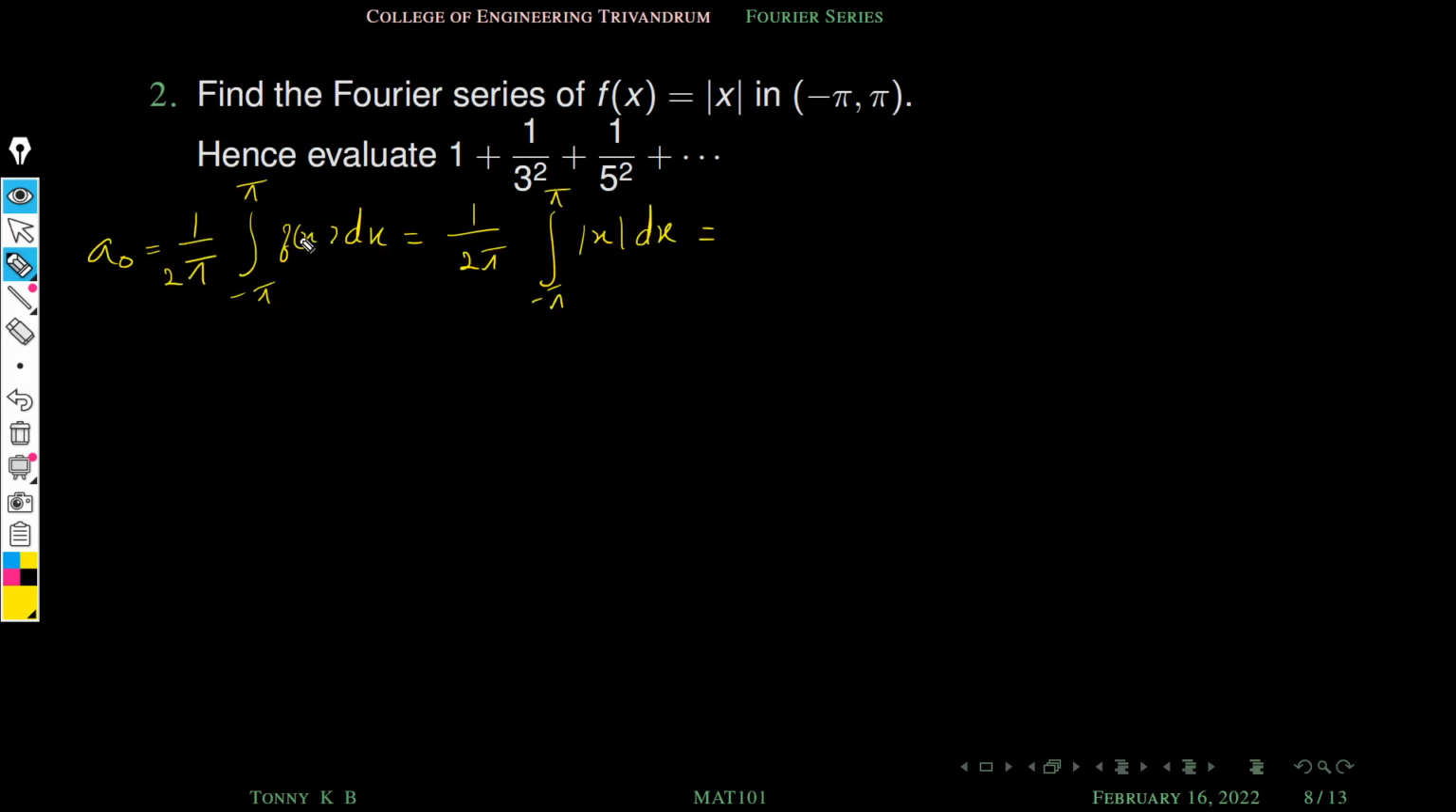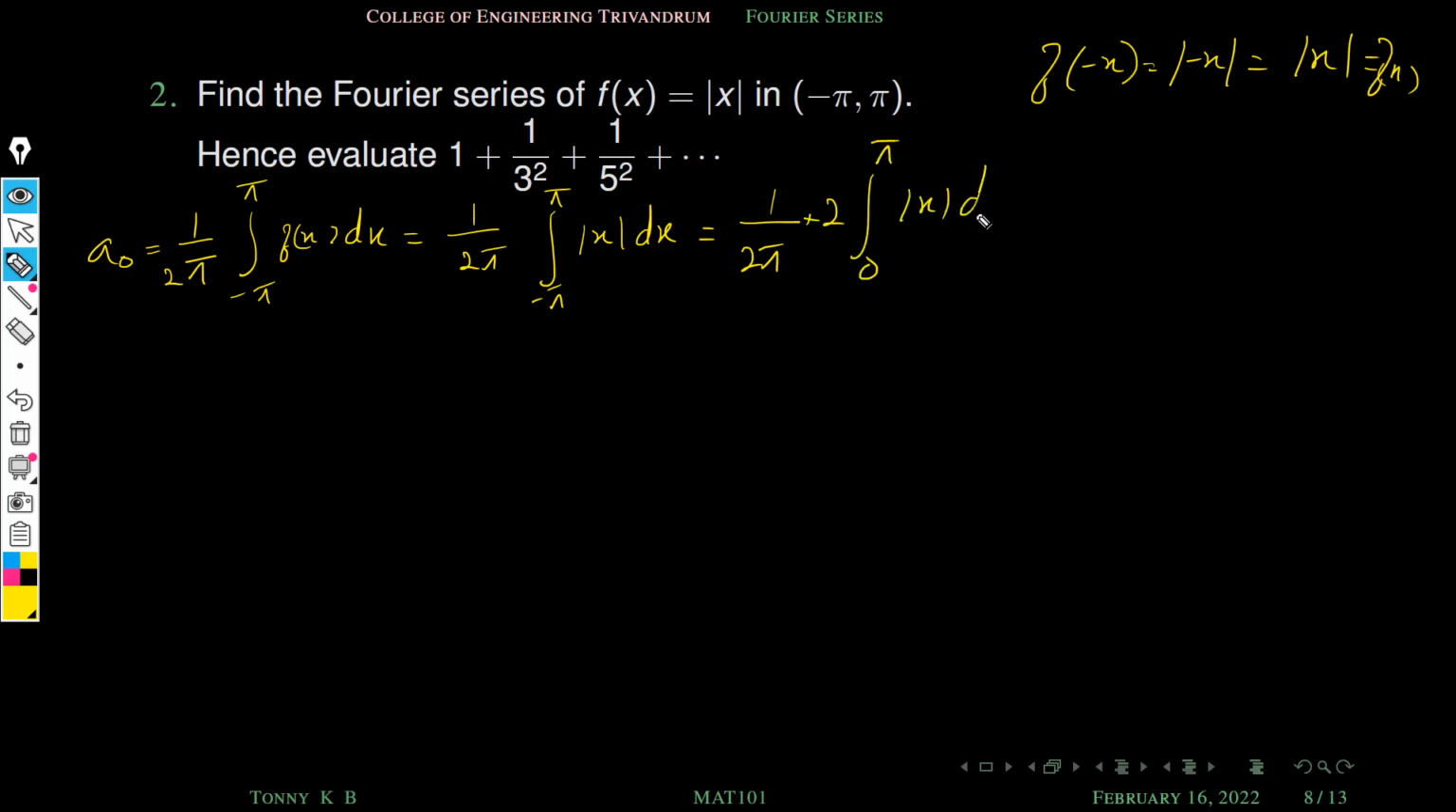Okay, we know that a naught is given by this formula 1 by 2 pi integral minus pi to plus pi f of x dx. Here f of x is mod x, so this expression becomes like this. And also we know that this mod x is even function. That means f of minus x is equal to modulus of minus x, and that is equal to again mod x, that is equal to f of x. So f of minus x equal to f of x means given function is even. So this function is even, we can rewrite this integral as like this 1 by 2 pi into 2 times 0 to pi mod x dx.